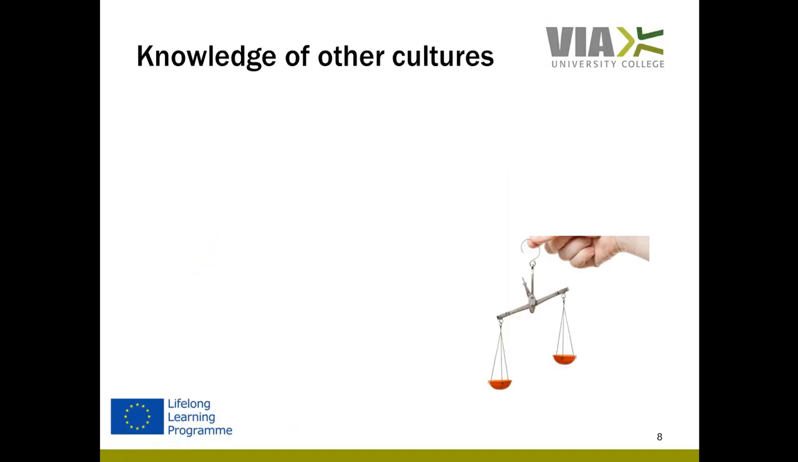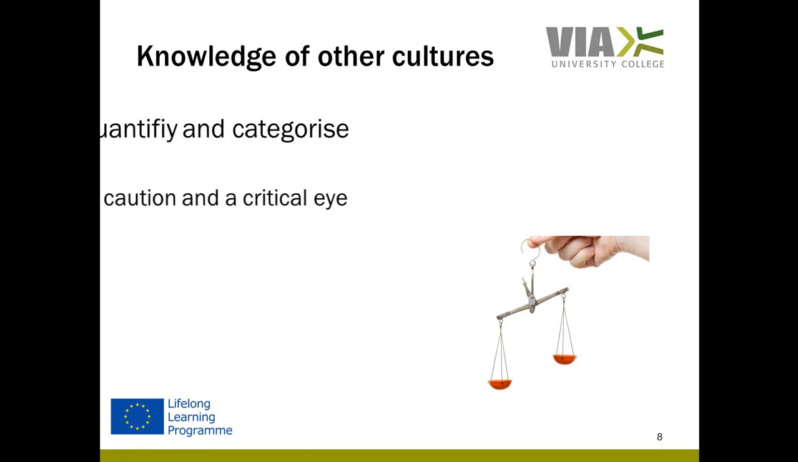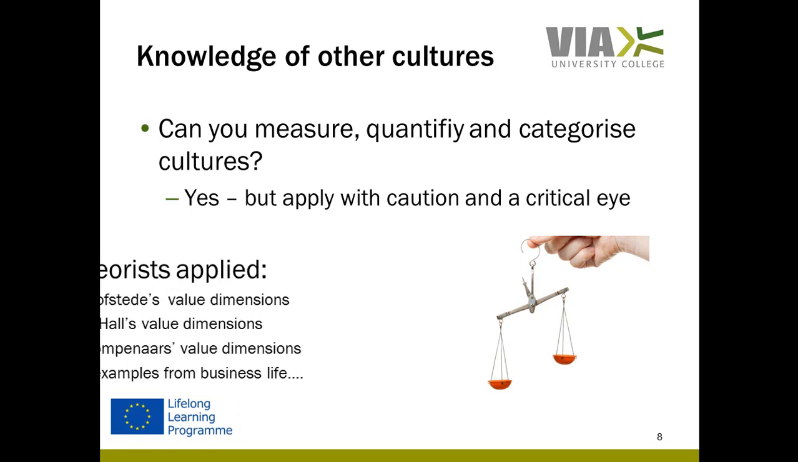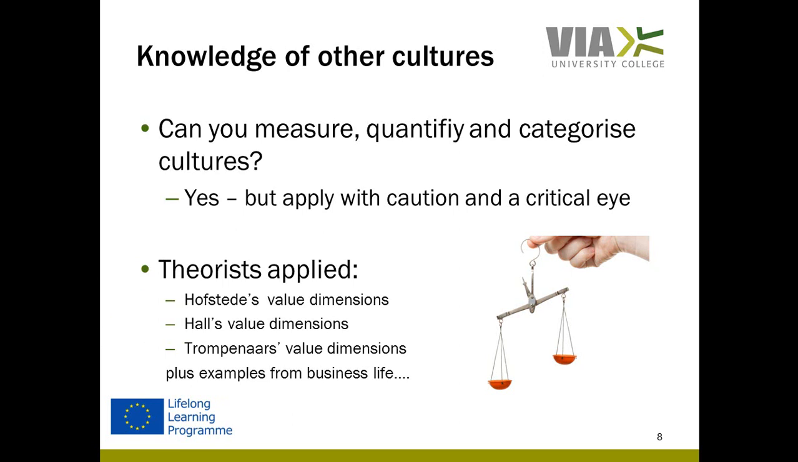Many scholars have tried to measure and categorize cultures, which is also possible to some extent. In recent years, they've been criticized for taking a simplistic view on culture at the risk of stereotyping. But on the other hand, they provide a useful basis for further cultural studies. This lecture is based on the theories and value dimensions of well-known theorists such as Hofstede, Hall and Trompenaars, as they provide a useful basis for understanding culture. In the following slides, I'll describe culture by means of such value dimensions.